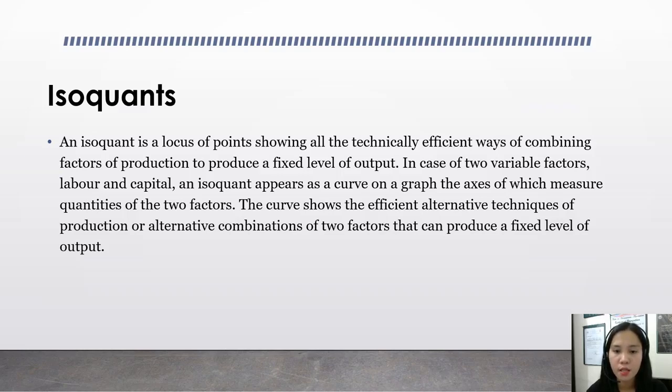The curve shows the efficient alternative techniques of production, or alternative combinations of two factors, that can produce a fixed level of output. So an isoquant is also known as an equal production curve. An isoquant includes all the technically efficient methods, or all the combinations of factors of production, for producing a given level of output. The production isoquant may assume various shapes depending on the degree of substitutability of factors.